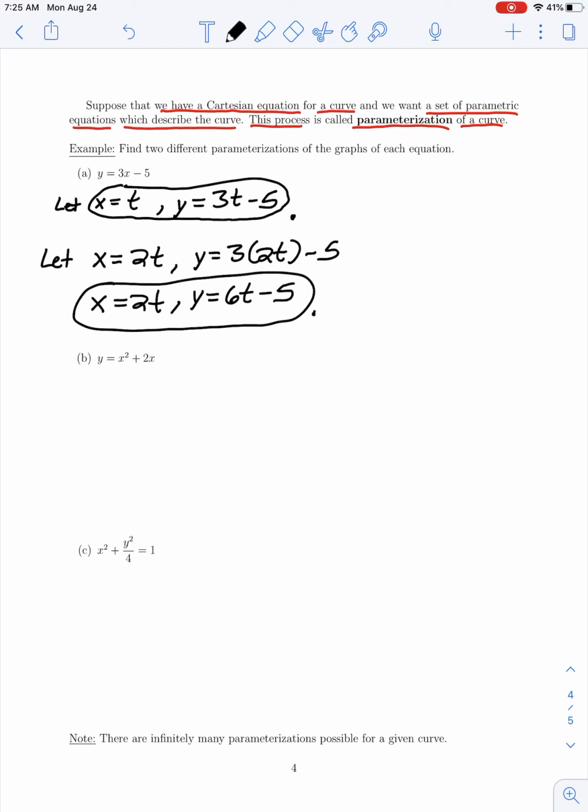Now, how are these two parameterizations related to one another? Well, they're sketching out the same line here. So let's think about what's happening geometrically. Here we had a line of slope 3, y-intercept negative 5. So in general, just a rough sketch looks something like this.